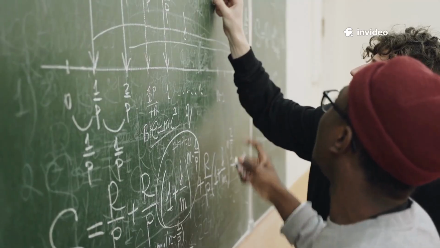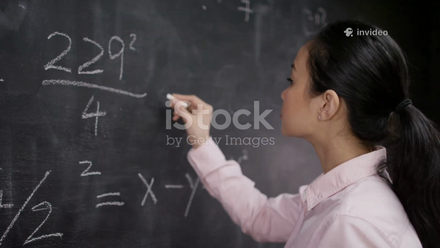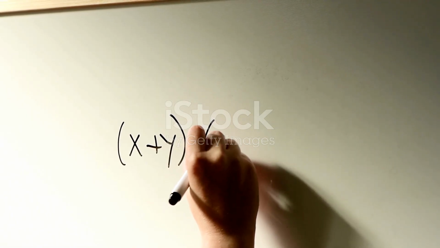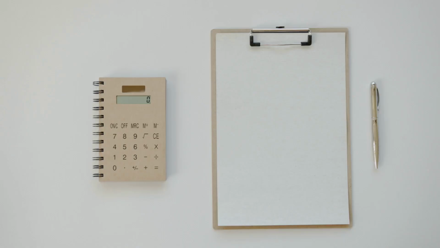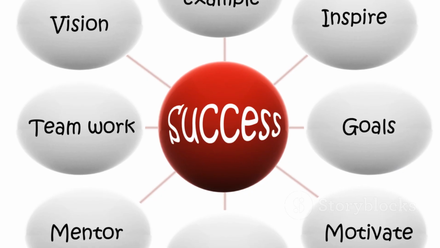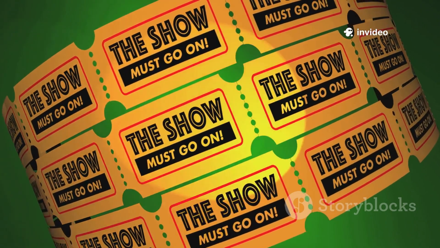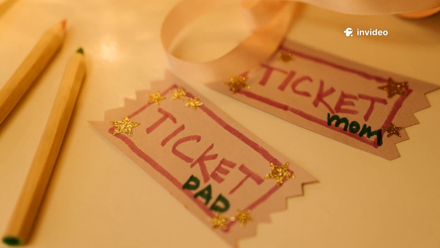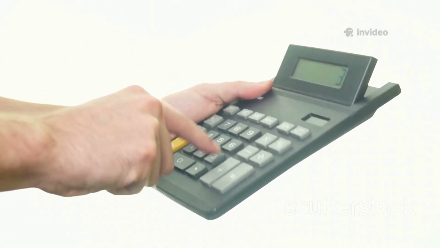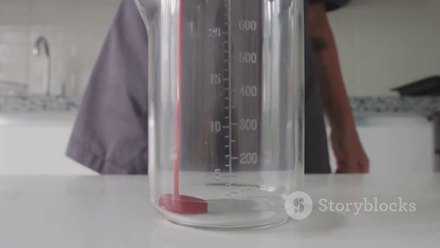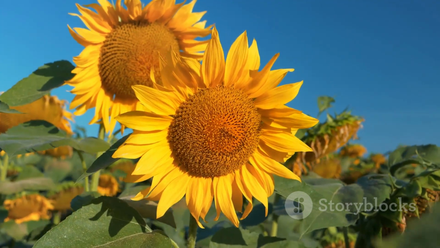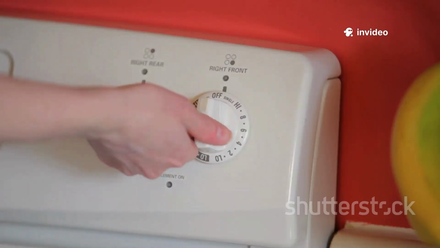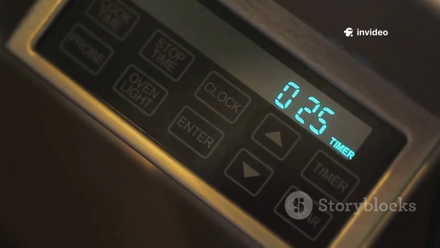To understand relations and functions, we need to know about variables. The independent variable is the input. You control it. The dependent variable is the output. It depends on the input. For example, if you buy concert tickets at $50 each, the number of tickets is independent, and the total cost is dependent. In plant growth, water amount is independent, plant height is dependent. In baking, oven temperature is independent, baking time is dependent.